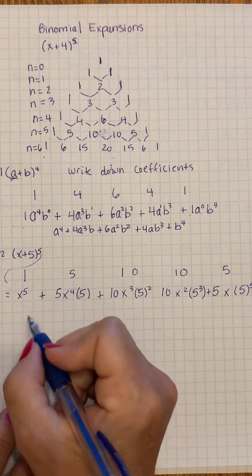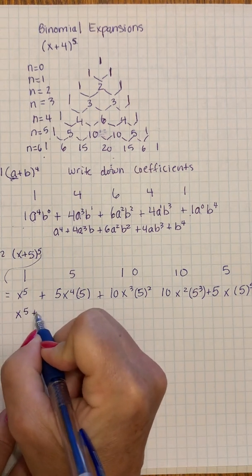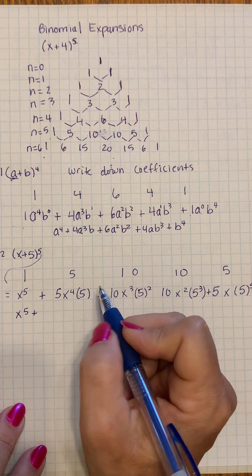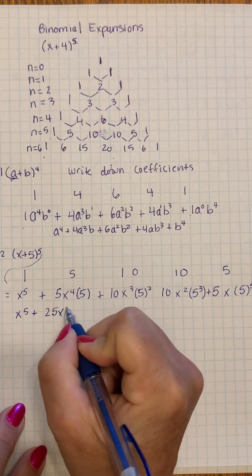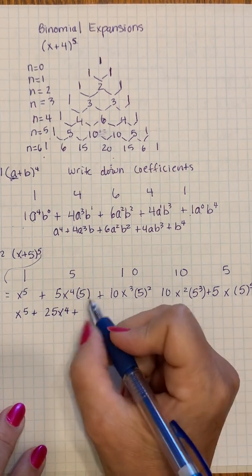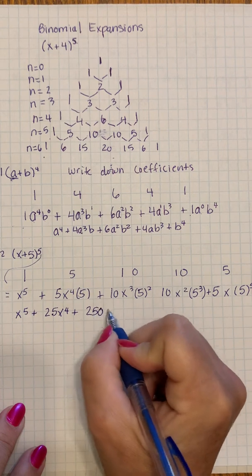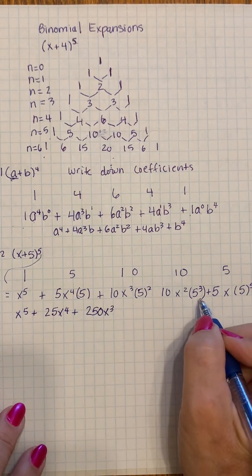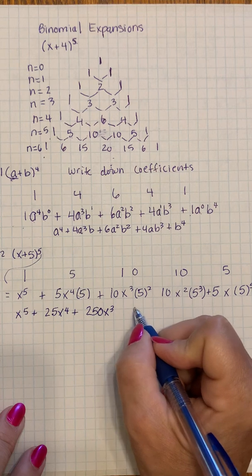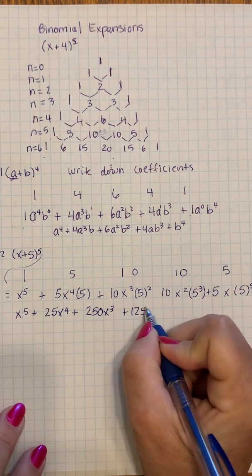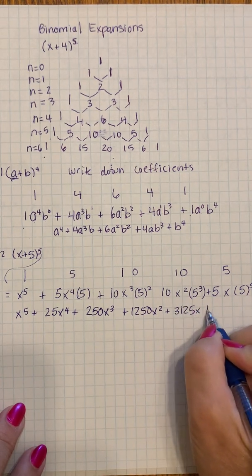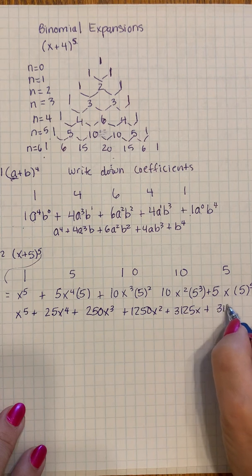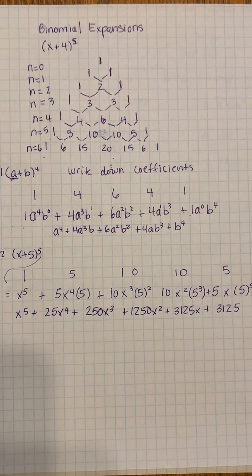So when you multiply those all across, this is going to be x to the 5th plus 25x to the 4th plus 250x cubed plus 1250x squared plus 3,125 x's plus 3,125. Now, hopefully I did the math right. If I didn't, you can understand, you can fix that.